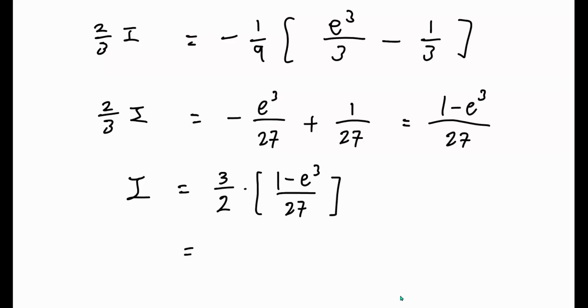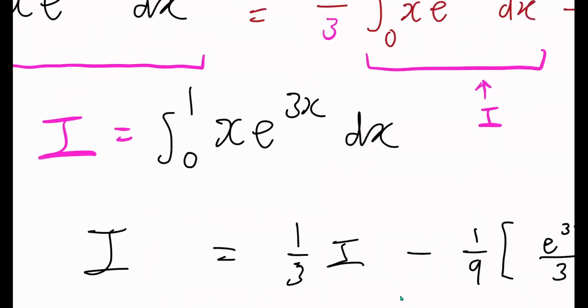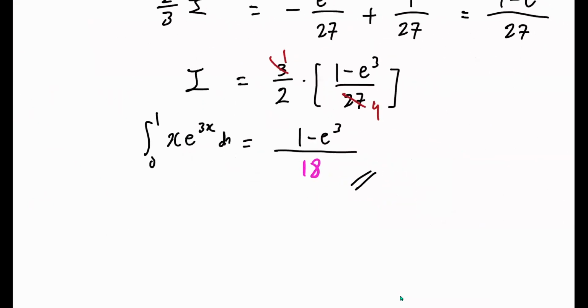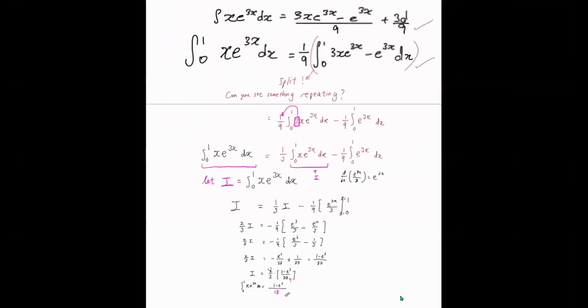Then anything to cancel? Yes, 3 and 27, 1, 9. 2 times 9, 18. So over 18. And then 1 minus e power 3 at the top. Answer. If you want, you can sub I back with the original, which is x, what was it? Integral of x e power 3x. Okay. Now, bonus question.